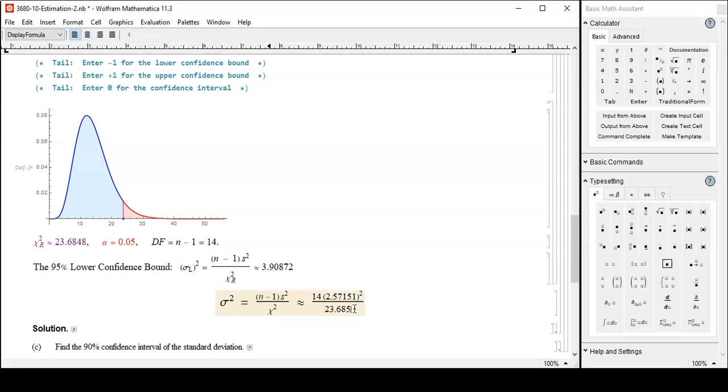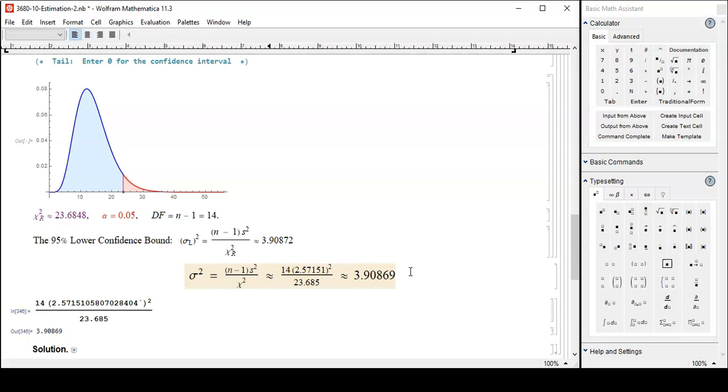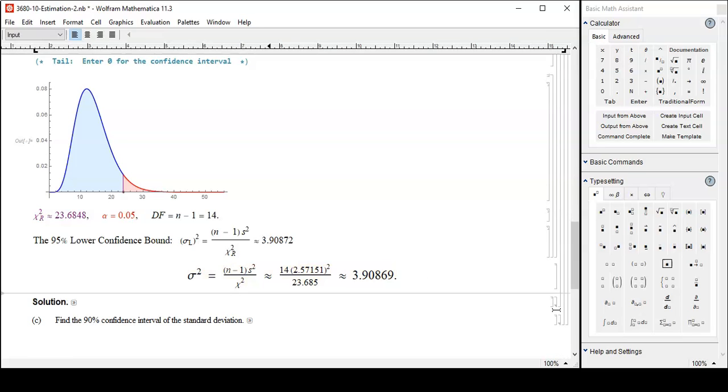Let's calculate this whole thing. Let's ask Mathematica to calculate. I'm getting 3.90 something. And this computation, by the way, is done by Mathematica, so a little bit more accurate. But as you can see, they are very, very similar to each other. And of course, this is variance. So you have to take the square root of this.